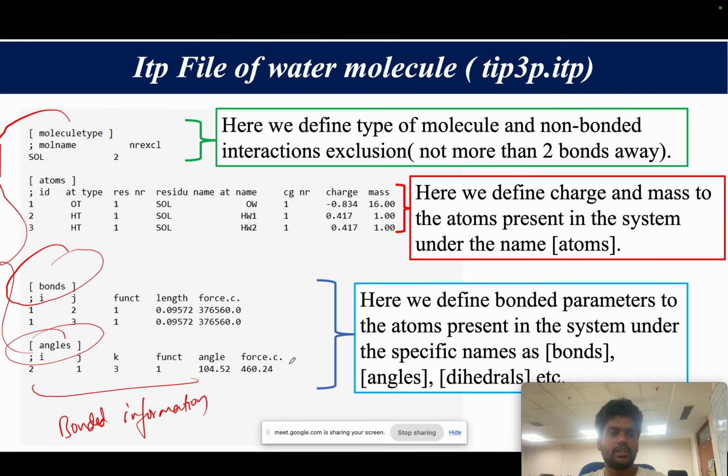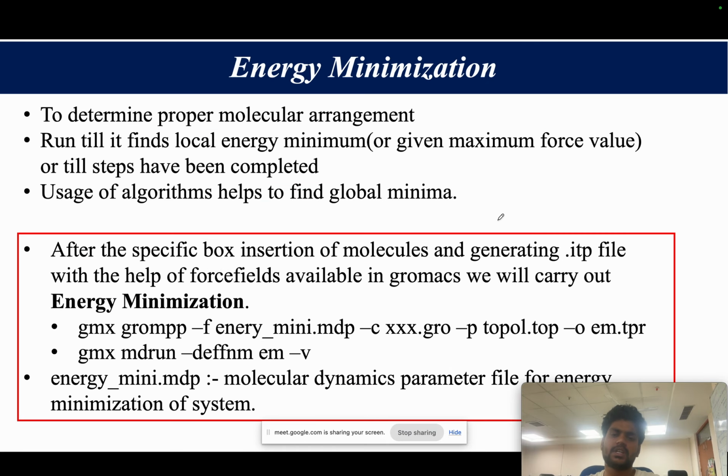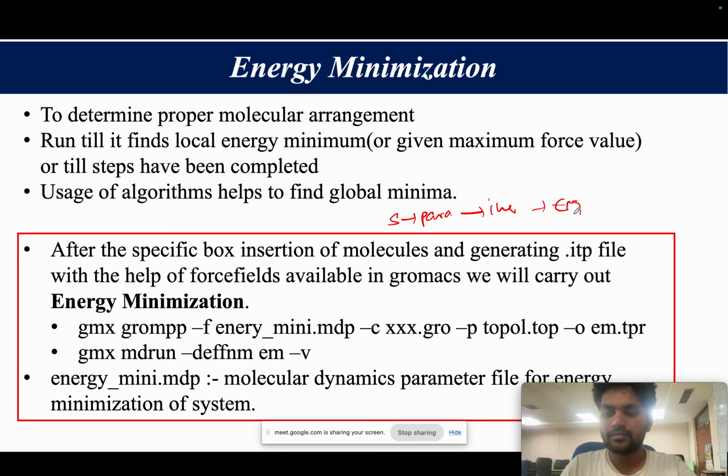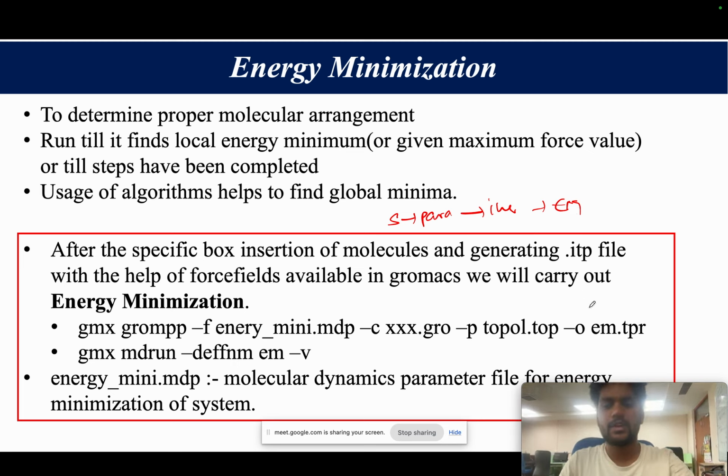Initially we discussed that once you have done the structure, then parameters and insertion, you need to do the energy minimization. We do energy minimization to determine the proper molecular arrangement. When you don't want two molecules to be together, it has the higher force. Force is nothing but the change of potential energy, and we use algorithms to find the global minimum.